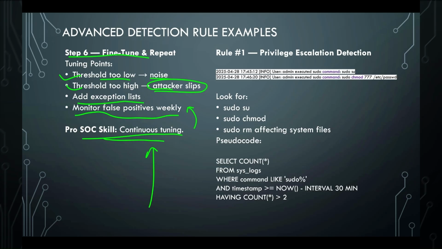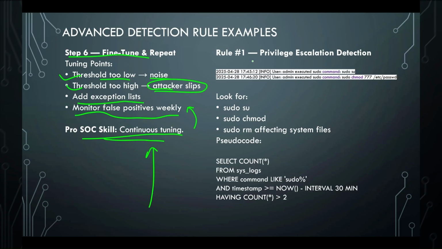Then also you can create the unusual login hours alert, like alert if an employee logs in at 3 a.m. when they usually log in at 9 a.m. New user creation events are also very important. Alert if a new user is created outside business hours or by an unexpected admin account, and also a sudden increase in outbound traffic. Alert if there is a spike in outbound data that looks like it's being exfiltrated.